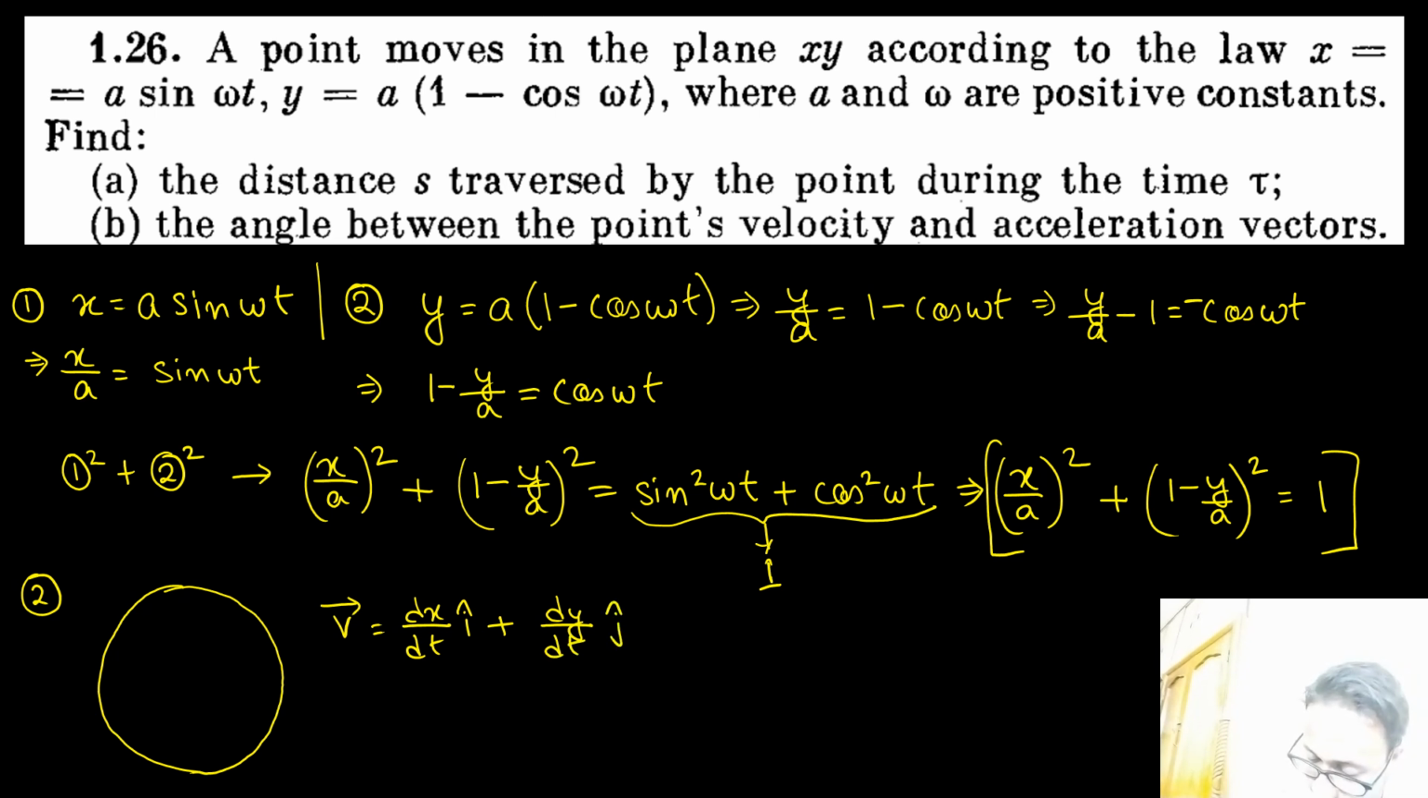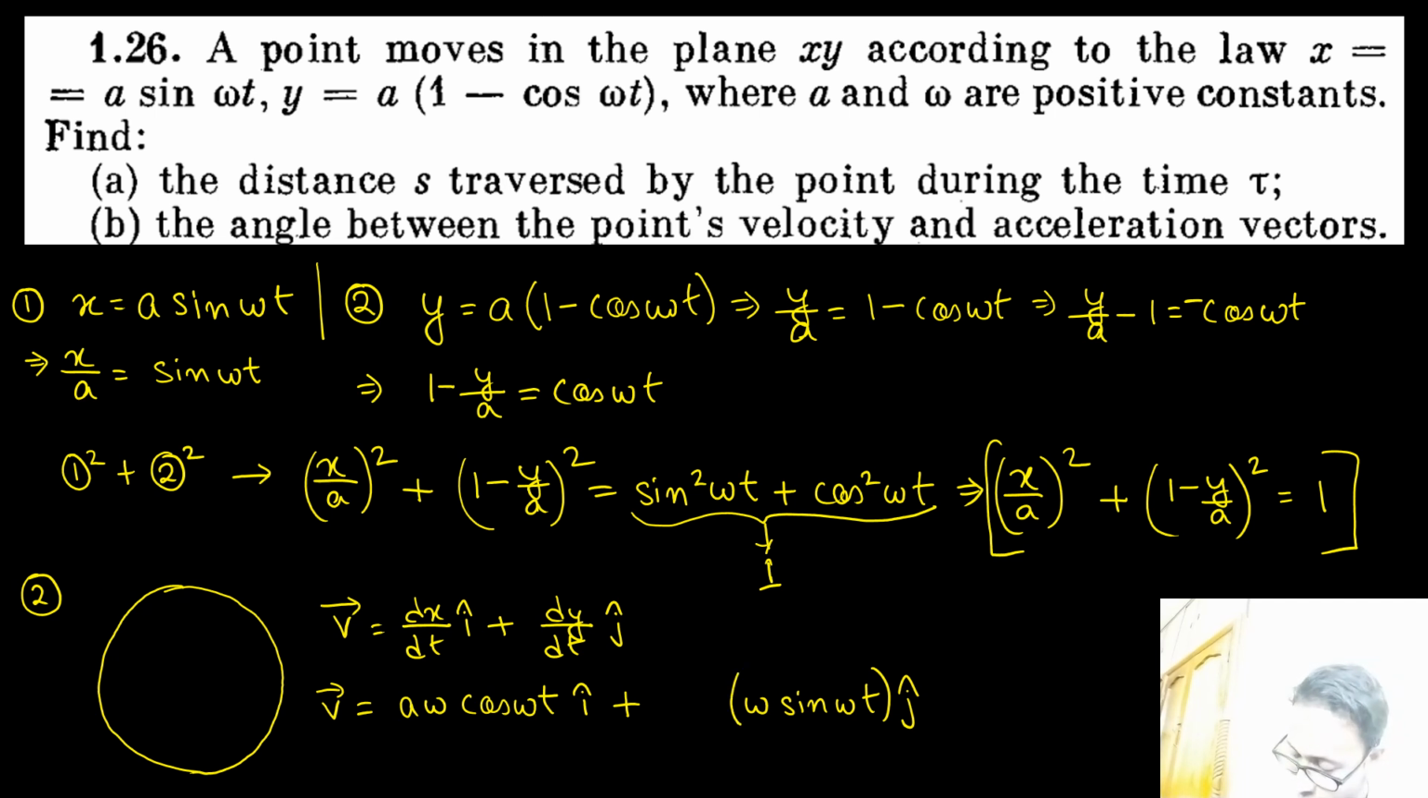What is dx by dt? We have to differentiate this term with respect to t, so v equals a omega cos omega t i plus, for the j term, we have to differentiate this entire term with respect to t, so it's minus of minus a omega sin omega t j, and this minus and this minus become plus here. So a omega sin omega t.